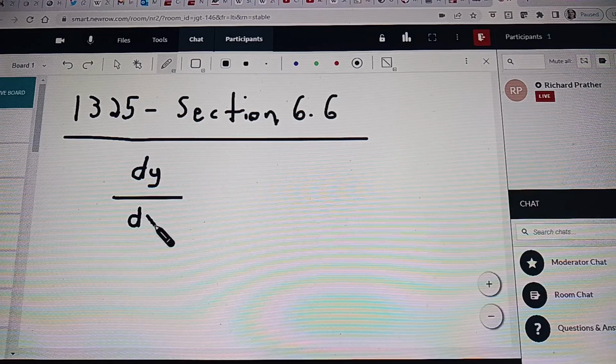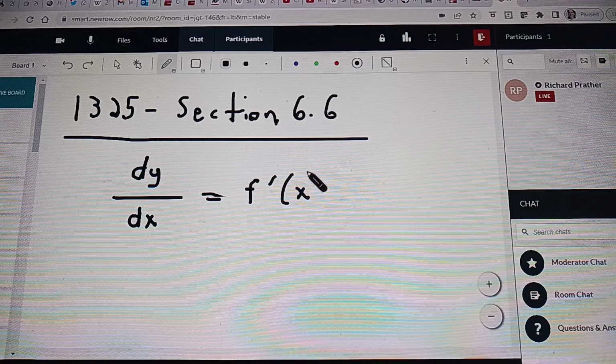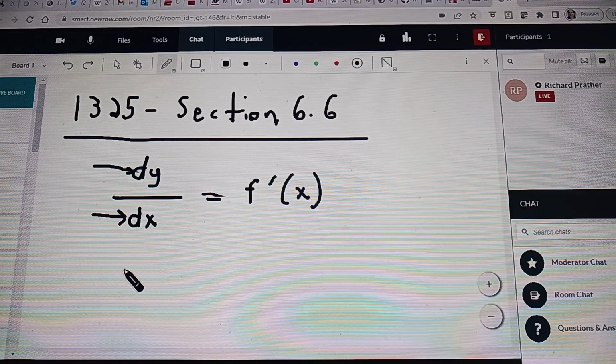The derivative of y with respect to x, dy over dx, is one way to write that. That's equivalent to f prime of x, which is another symbolic way to say derivative. Both of these mean the same thing. One way of thinking about these dy and dx's is they're kind of like small changes in y's and x's.